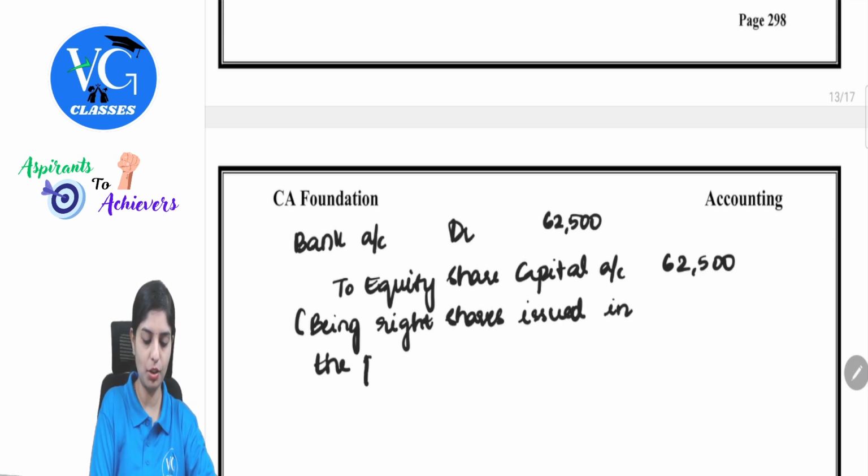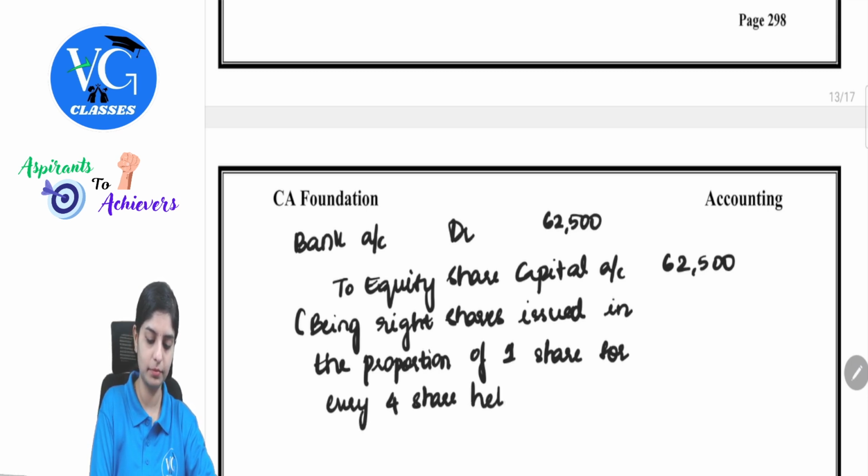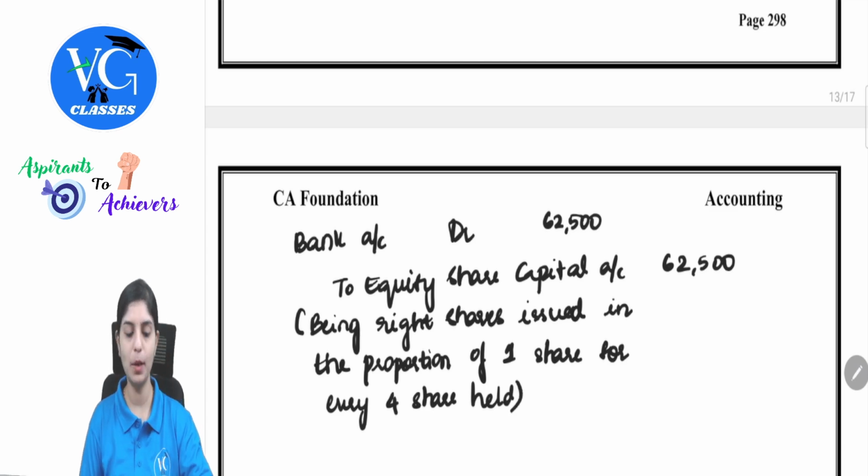in the proportion of 1 share for every 4 shares held. Clear? Simpler one? Yes.